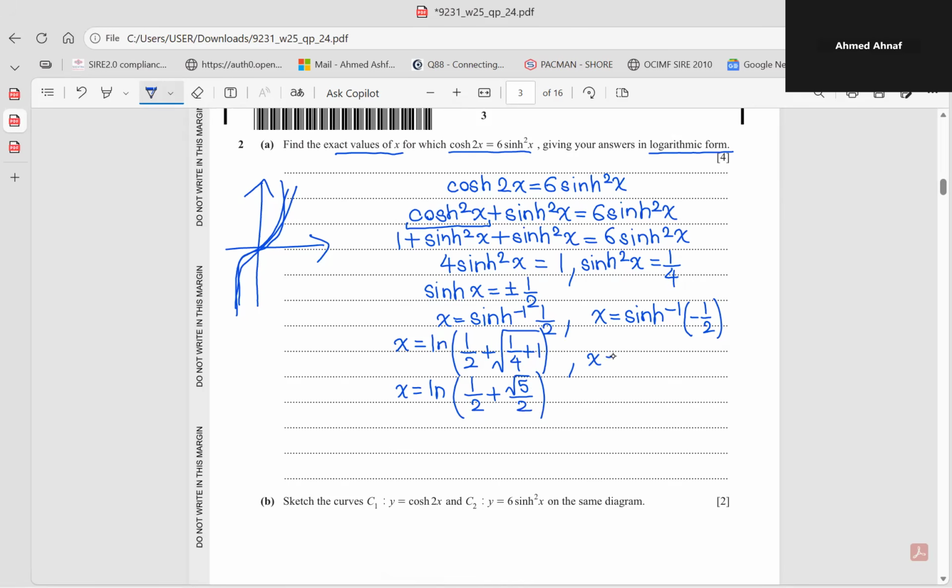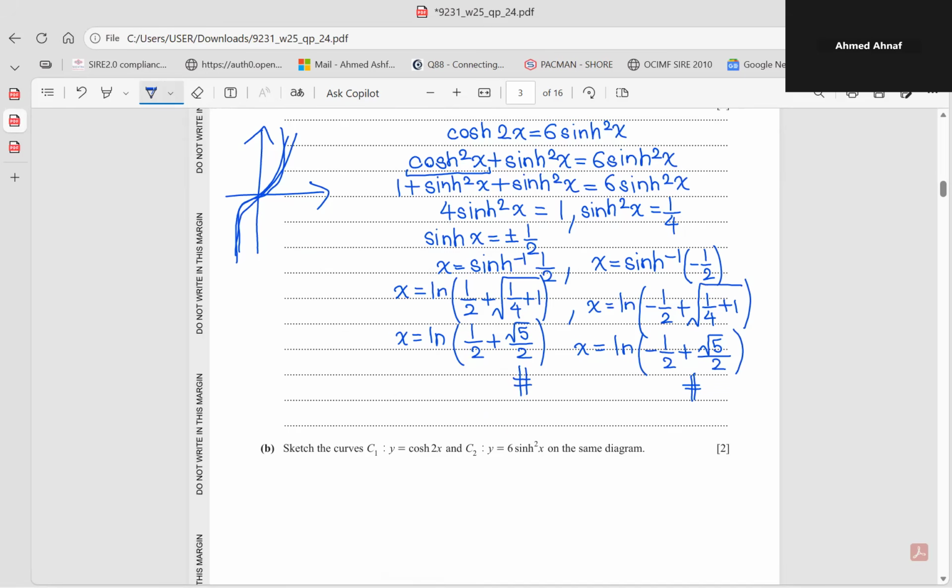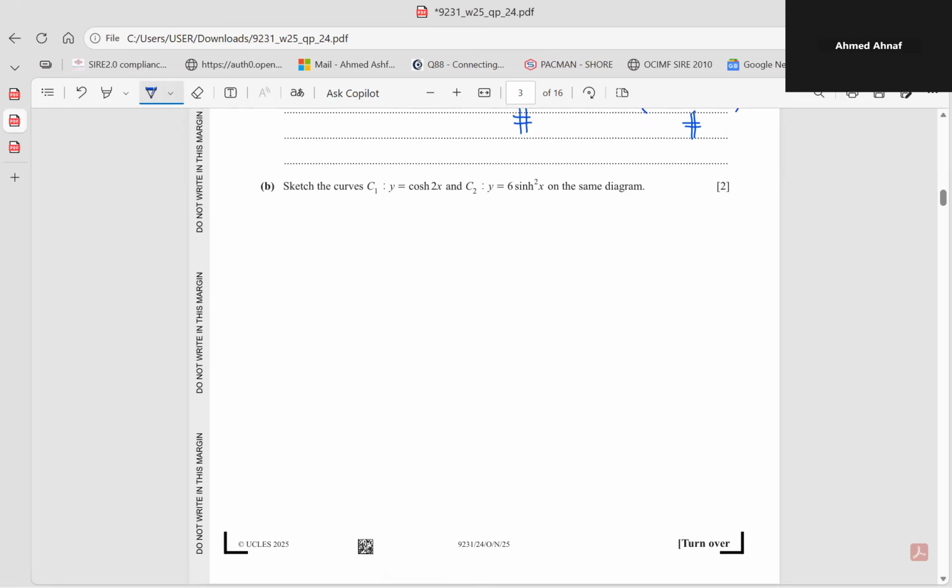Same for this. This is going to be equal to ln of negative half plus the square root of negative half squared, that's also 1 over 4, plus 1. So the final answer for this would be ln of negative half plus square root 5 over 2. So these would be our two final answers for the first part. Let's move on to the next part.